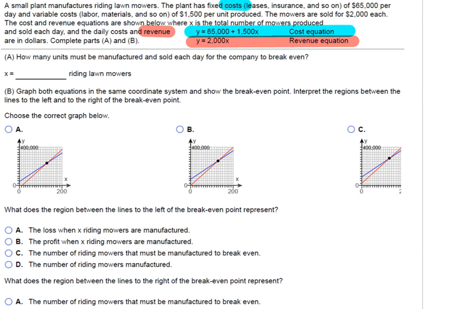Let's assume that you own a small plant that manufactures riding lawnmowers. The plant has a fixed cost, which includes leasing and insurance and so on, of $65,000 per day, and a variable cost, which may change, labor, material, and so on, of $1,500 per unit produced. You're going to sell your mowers for $2,000 each. So what we want to look at is the cost and the revenue equation.